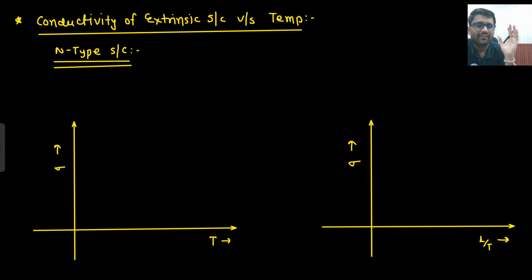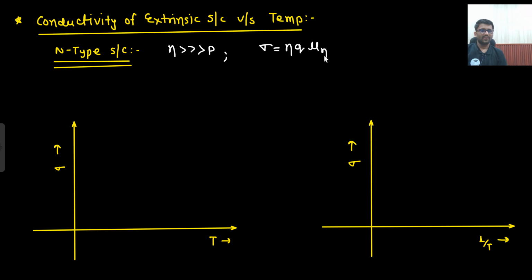Now this graph is very, very interesting. You need to keep your concentration again here, and then only you will be able to understand. What are we going to do? We are going to plot the conductivity versus temperature graph, but for n-type semiconductor. For n-type semiconductor, n is mostly very, very much greater than p. What does that mean? That means sigma will be n q mu n mostly.